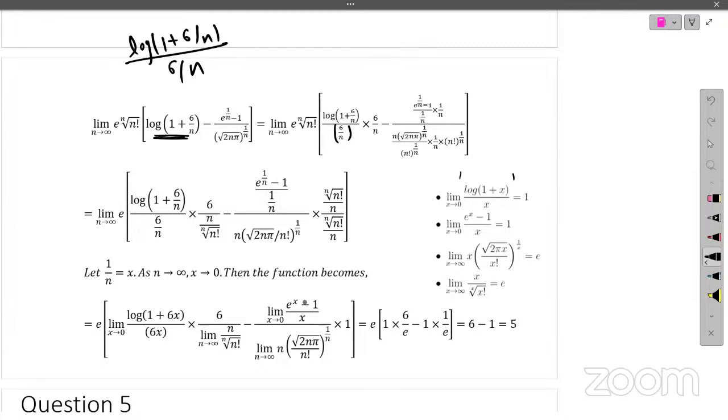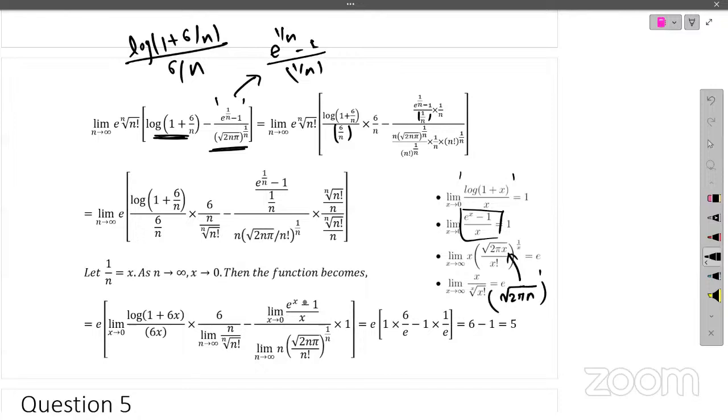Now in the second part, e to the power 1 by n minus 1 is given to us, and the required form is e to the power x minus 1 upon x. So here also we convert it into e to the power 1 by n minus 1 upon 1 by n. Again we multiply and divide by 1 by n. In the denominator factor you observe, one factor is here, which is this one. This is under the root of 2 pi, in place of x we have n. So 2 pi n to the whole power 1 by n is here.